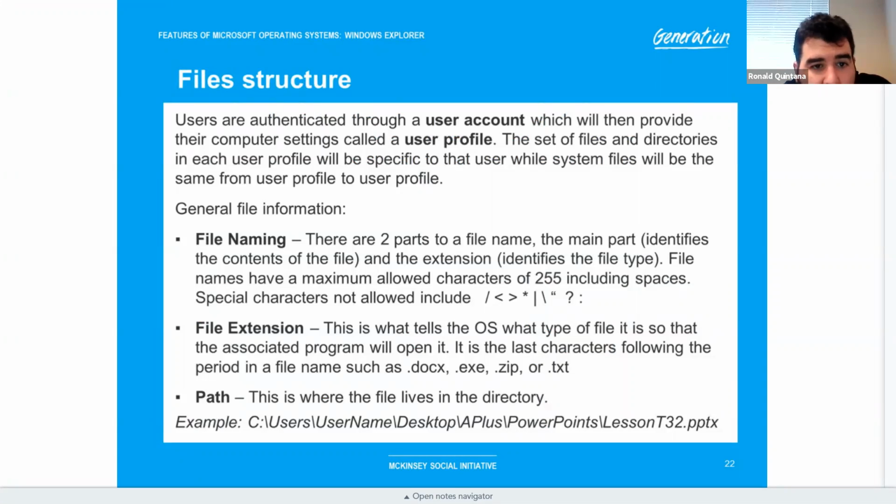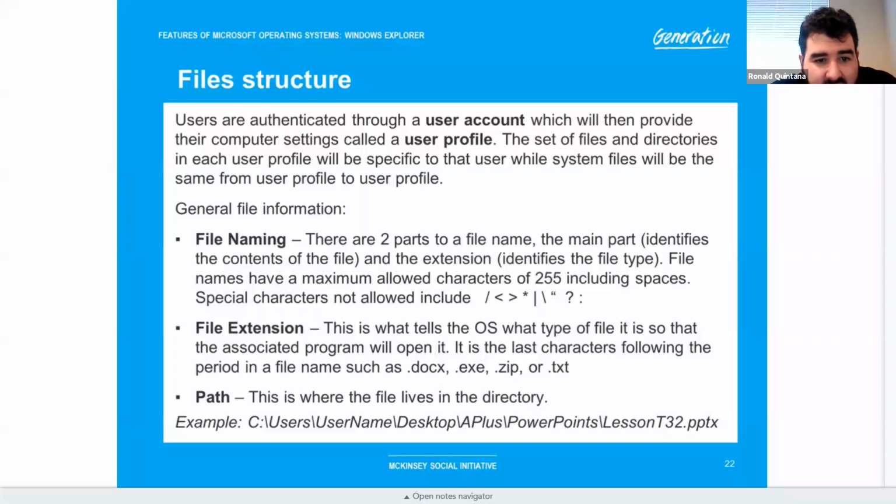File structures. Users are authenticated through a user account, which will then provide their computer settings called a user profile. The set of files and directories in each user profile will be specific to the user, while system files will be the same from user profile to user profile. General file information. File naming. There are two parts to a file name. The main part, which identifies the content of the file, and the extension, which identifies the file type. File names have a maximum allowed length of 255 characters, which includes spaces. Special characters not allowed include all those.